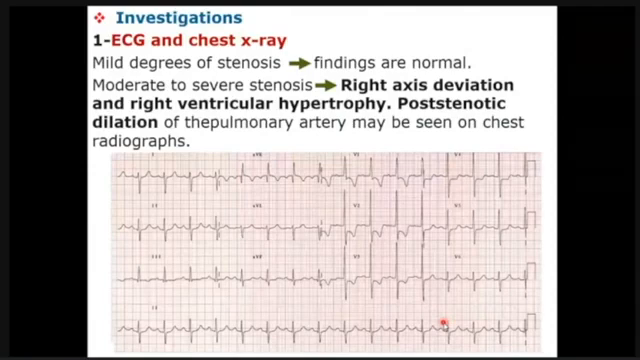By ECG, you can conclude that there might be right axis deviation, as you see here, lead 3 and lead 1. Right ventricular hypertrophy, with prominent R in V1, V2. And also there may be post-stenotic dilatation of the pulmonary artery, seen on chest radiographs, the same as with aortic stenosis.